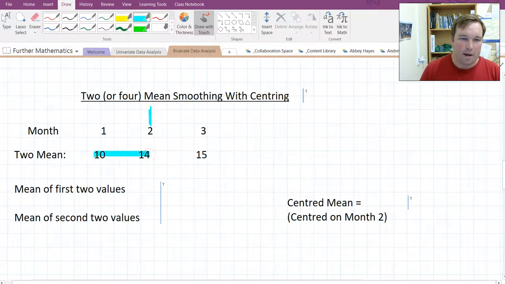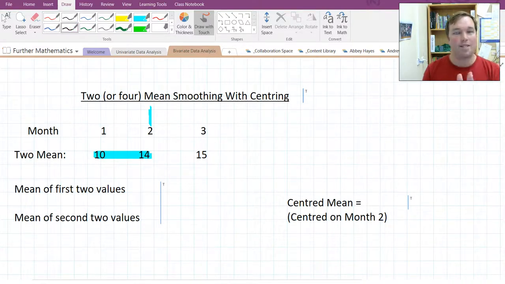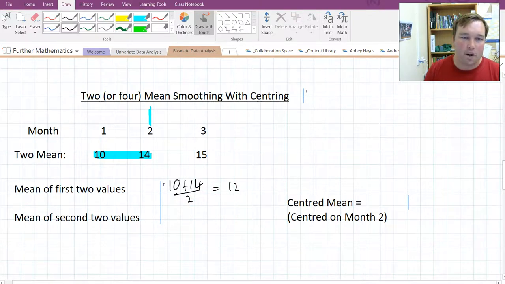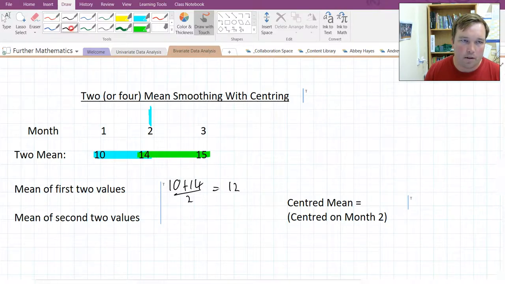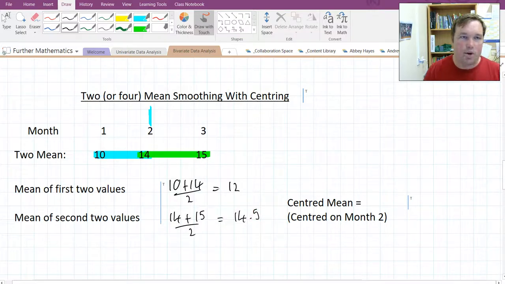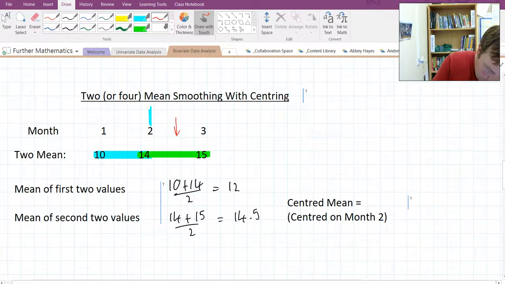You take the mean of the first 2 values. So the mean of the first 2 values, the one you want it centered on and the one immediately to its left or before it, is 10 plus 14 on 2, which is equal to 12. Then you take the mean of the right-hand 2 values. So 14 plus 15 over 2 is equal to 14.5.